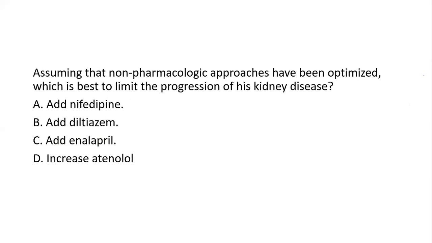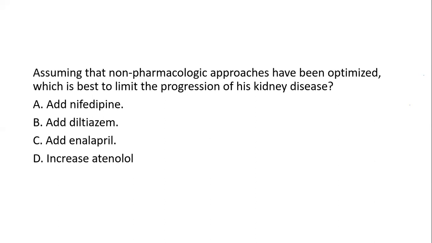Dihydropyridine calcium channel blockers: if you get a patient with proteinuria and hypertension, try not to use them. There's conflicting evidence that they can worsen proteinuria. So don't choose that. Diltiazem, option B, can be an add-on therapy and an alternate to the first line.